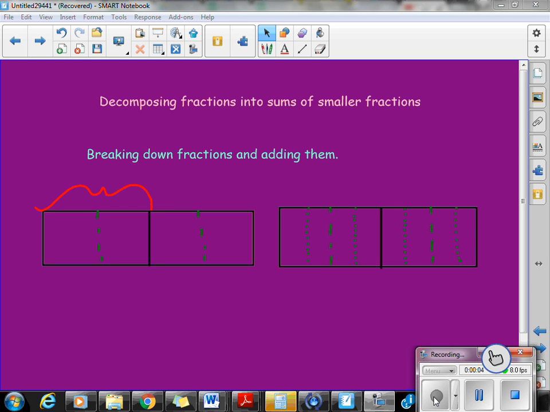Decomposing fractions into sums of smaller fractions. Basically, that just means that I'm breaking down fractions and then adding them together.